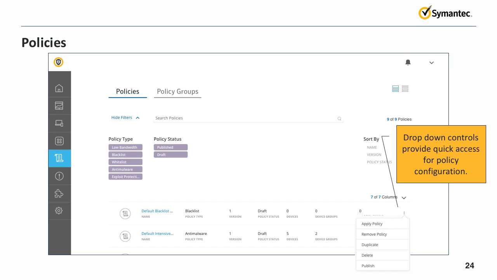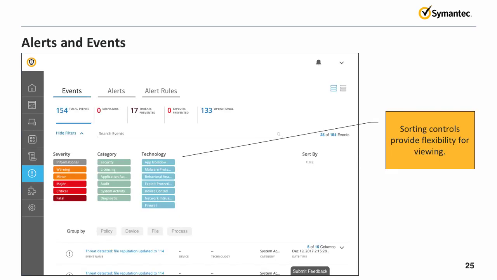Use the filter and sorting options to find a specific policy in the list. Drop-down controls provide quick access for policy configuration. You can create policy groups using the Policy Group tab to assign policies to multiple device groups. We'll take a closer look at specific policy types in the next topic section.